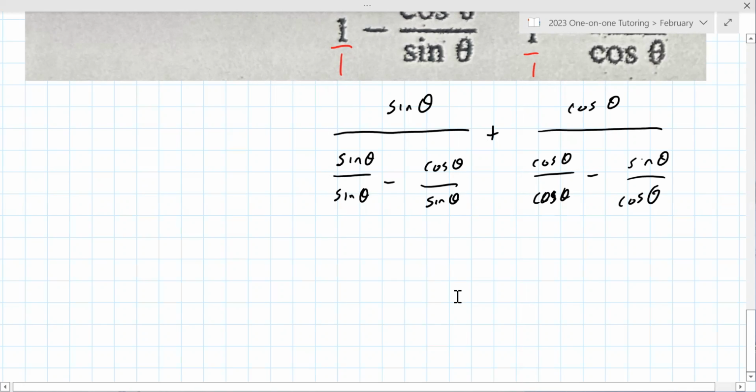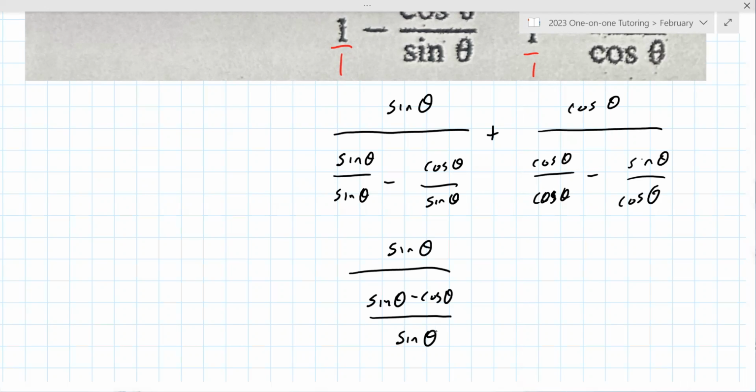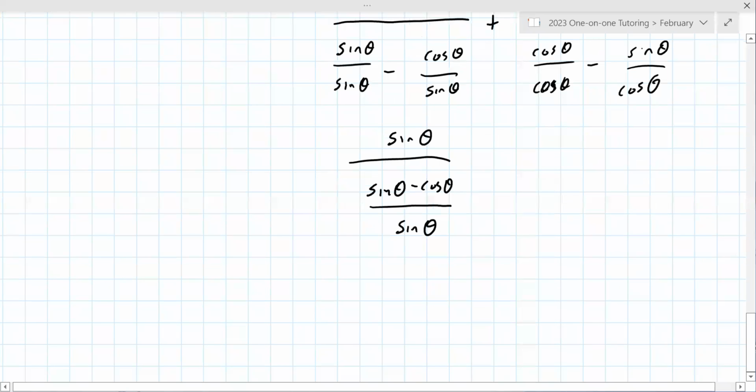Can you combine the denominators? Yes. So it'd be sine theta over sine theta minus cosine theta over sine theta, like that. So the sines would cancel, right? No, I'm sorry, they do not cancel, because the top isn't a denominator. So it actually just goes to the top. It becomes sine squared theta over sine theta minus cosine theta.